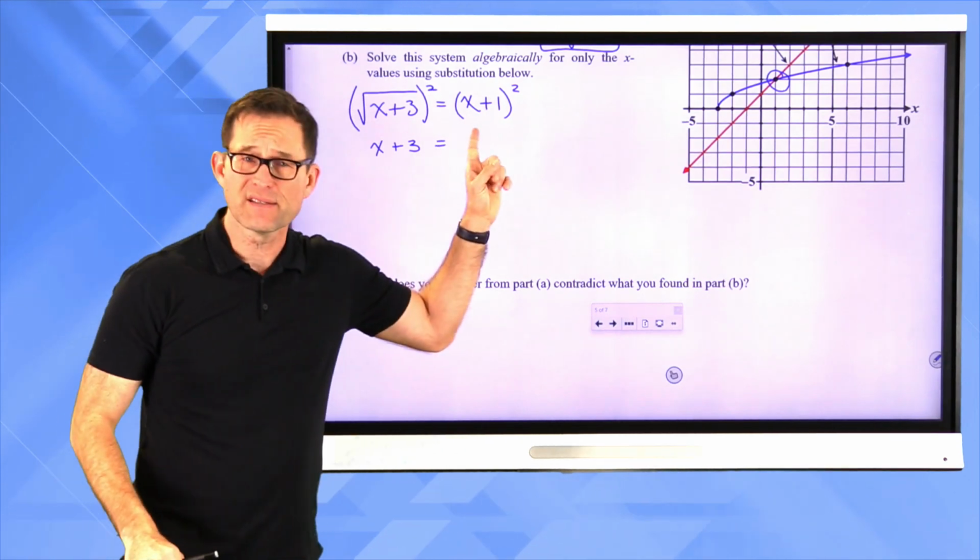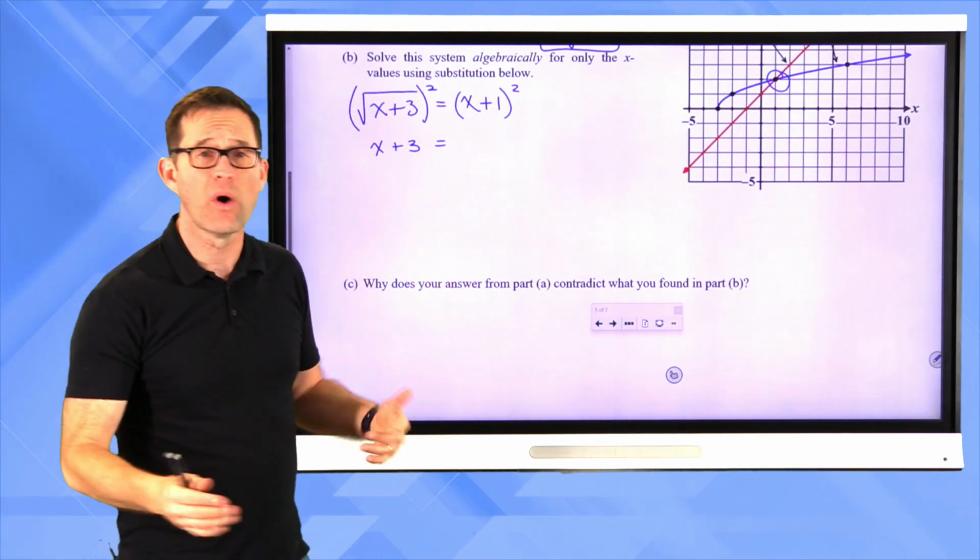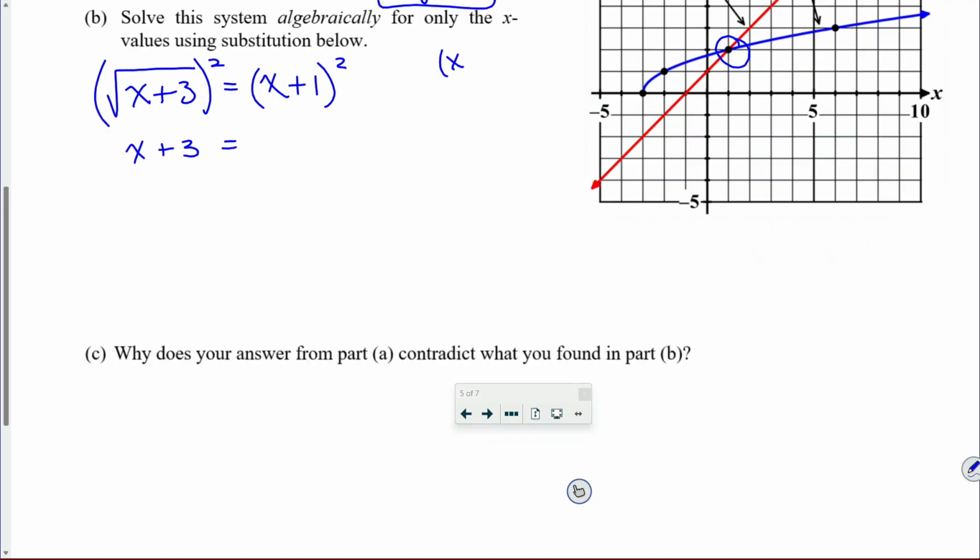This one is a little more complicated. That's x plus 1 times x plus 1. So you might need to go to the side of your paper and write that down and work it out. Do a little bit of foiling, and we get x squared plus 2x plus 1.